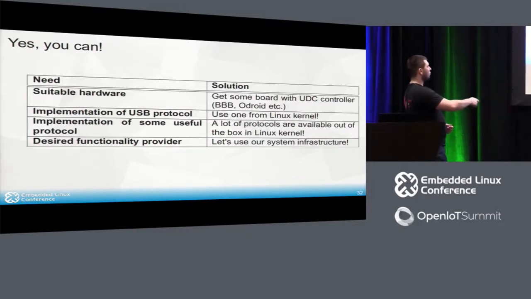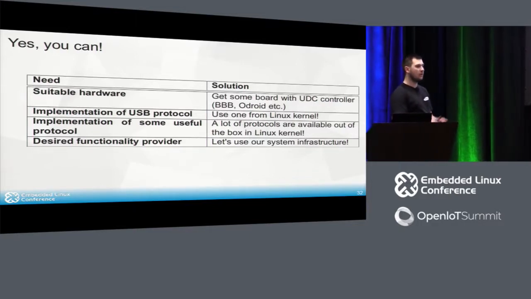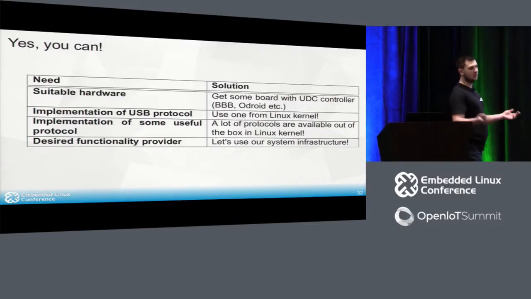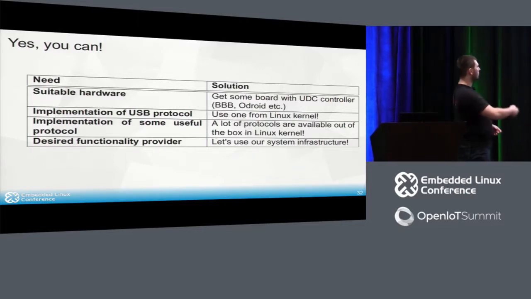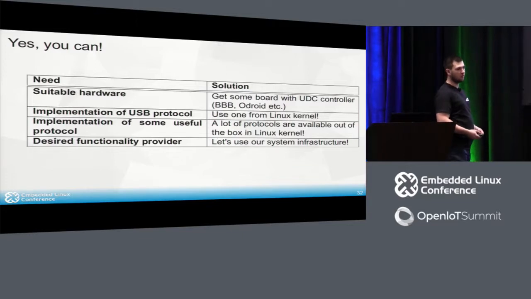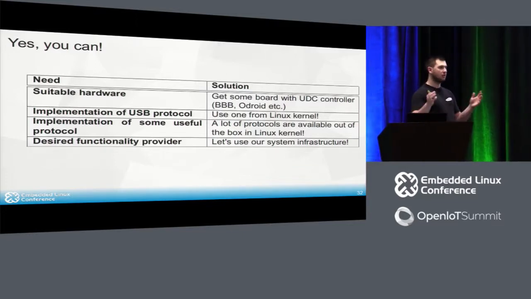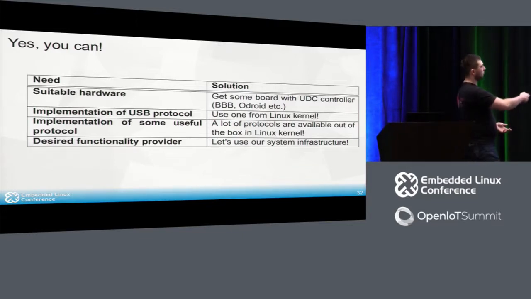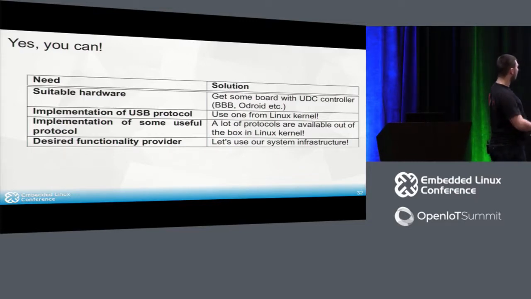We need the implementation of the USB protocol. Linux kernel provides it, so let's reuse it. We need the implementation of some useful protocol. Like in this example, we had the human interface protocol, so let's go and use it. And we need some desired functionality provider.